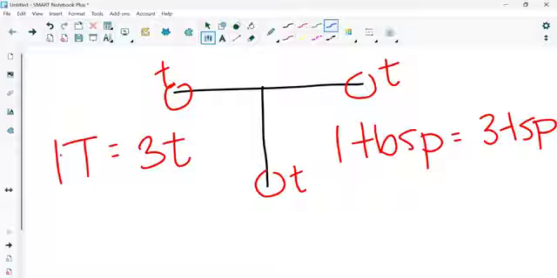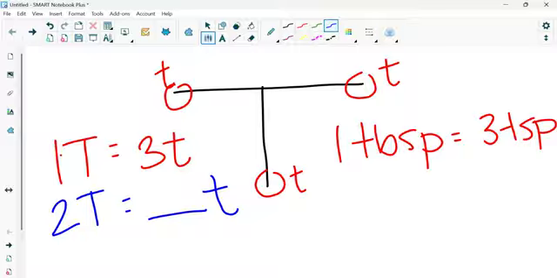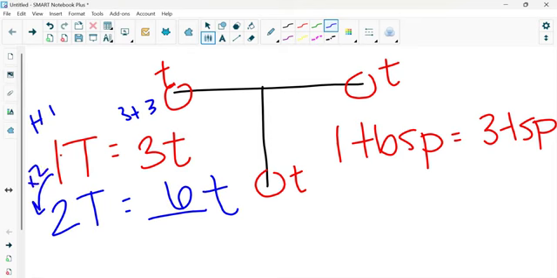If we know that 1 tablespoon is 3 teaspoons, 2 tablespoons would be how many teaspoons? Okay, the correct answer here should be 6. So I can say 1 plus 1 is 2. So 3 plus 3 is 6. Or I can use multiplication, and I can say 1 times 2 on this side is 2. So 3 times 2 on this side is 6.